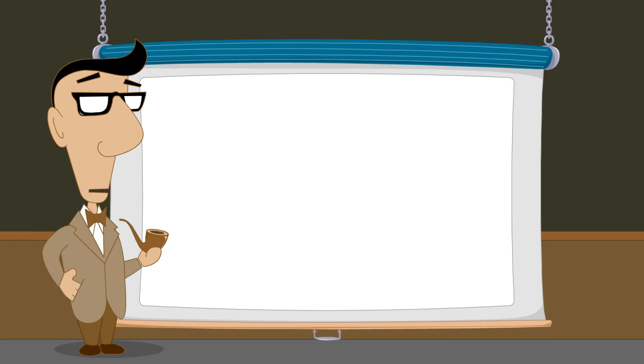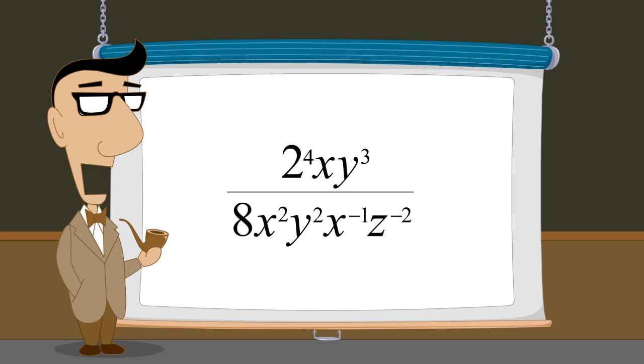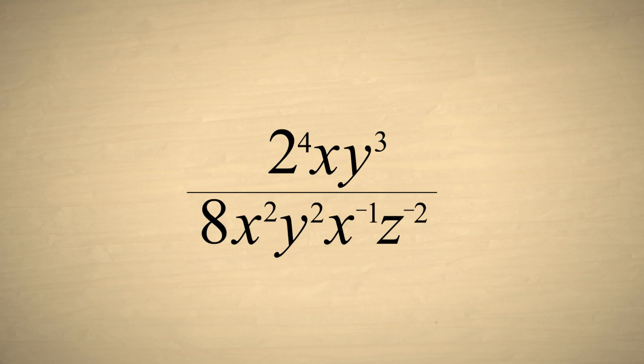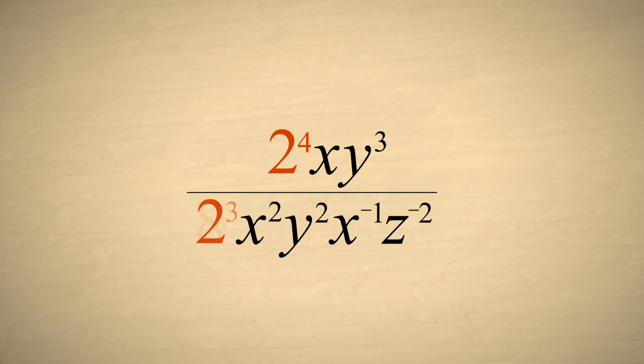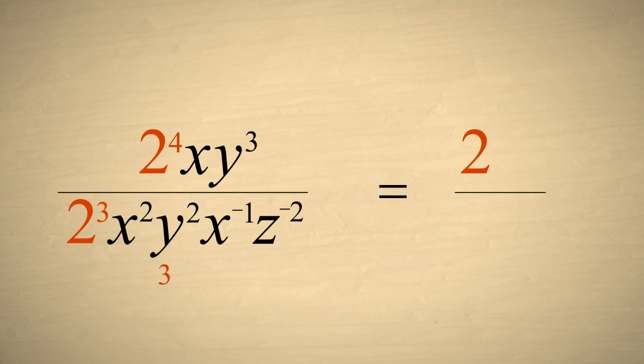In our next example, we will simplify another exponential expression with several different bases. At first glance, it appears that we only have one term with a base of 2. However, since 8 is equal to 2 cubed, we can temporarily write it that way so that we can combine both terms. Subtracting the exponent of the term in the denominator from the exponent of the term in the numerator, we get 2 to the 1st power, or just 2.